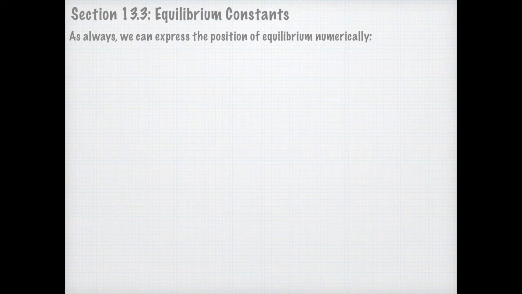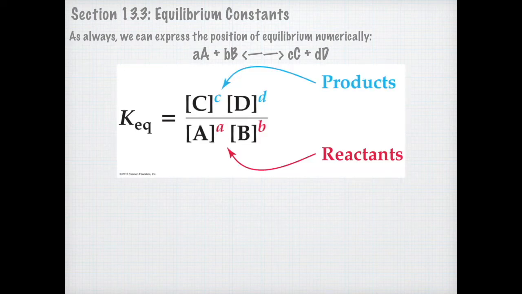All right? So as always, we can express equilibrium numerically, and we're going to do that with our equilibrium constant. So if I give you a generic reaction like the one you see below, what you will do to find your equilibrium constant, and we represent that with KEQ, okay? Your KEQ, your equilibrium constant, will be equal to the concentration (those brackets mean concentration) of C, which is one of your products, raised to its coefficient, which is the little c, times the concentration of D raised to its coefficient, divided by your reactants: the concentration of A raised to its coefficient times the concentration of B raised to its coefficient.